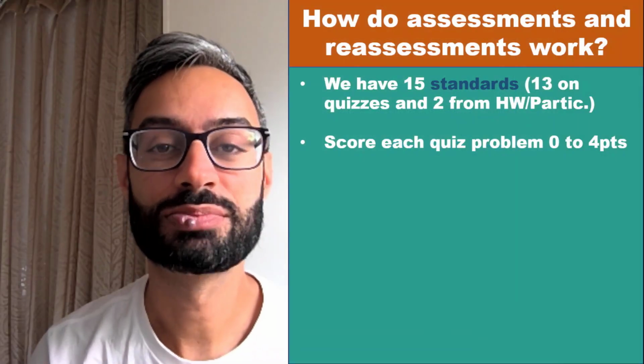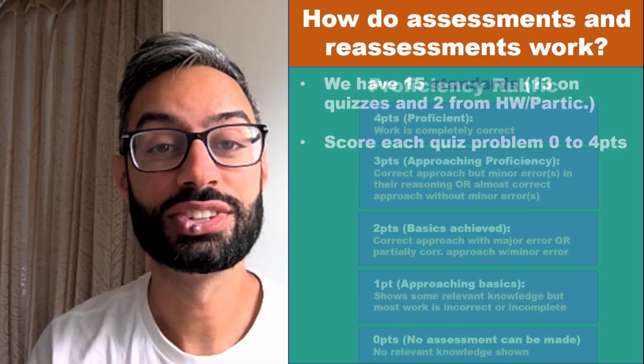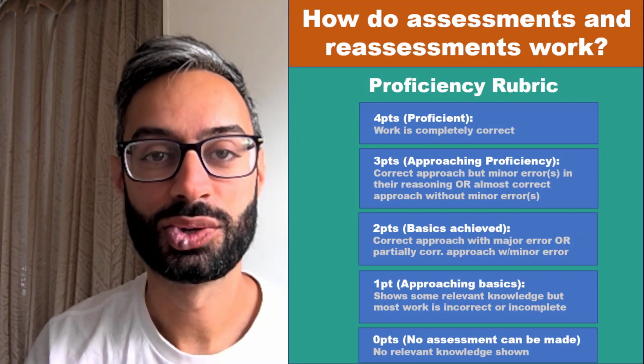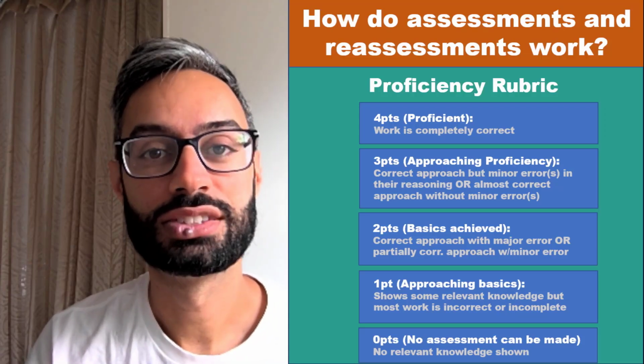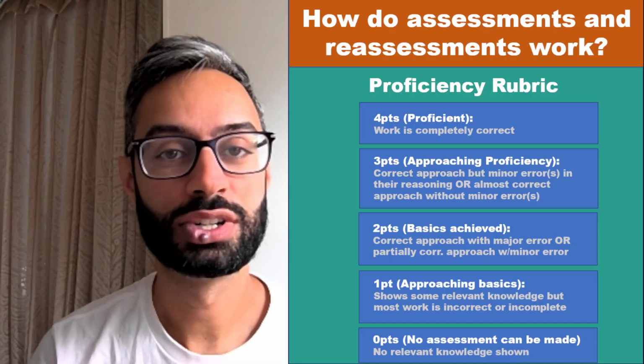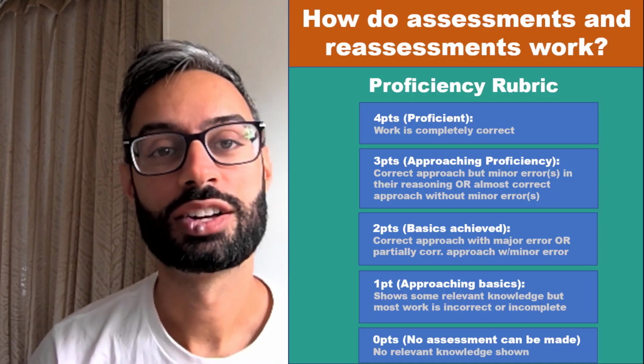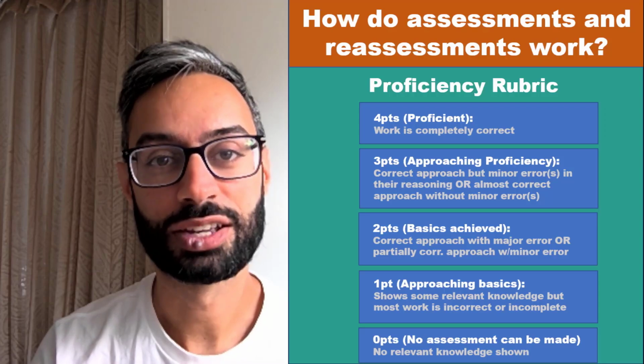I'll score each quiz problem on a 0 to 4 scale using our proficiency rubric. So you'll get 4 points if your work is completely correct. I call that proficient. 3 points if you're approaching proficiency, 2 points if you've got the basics down, and so on based on how close you are to demonstrating proficiency.